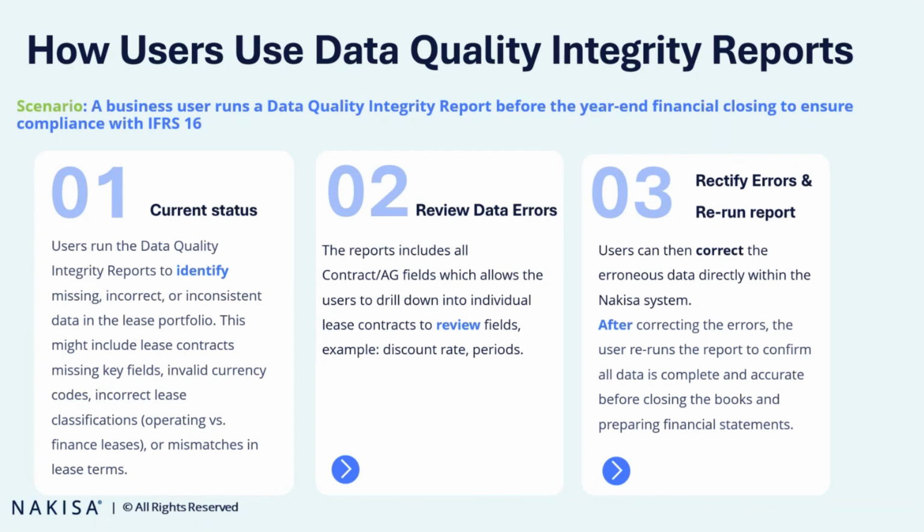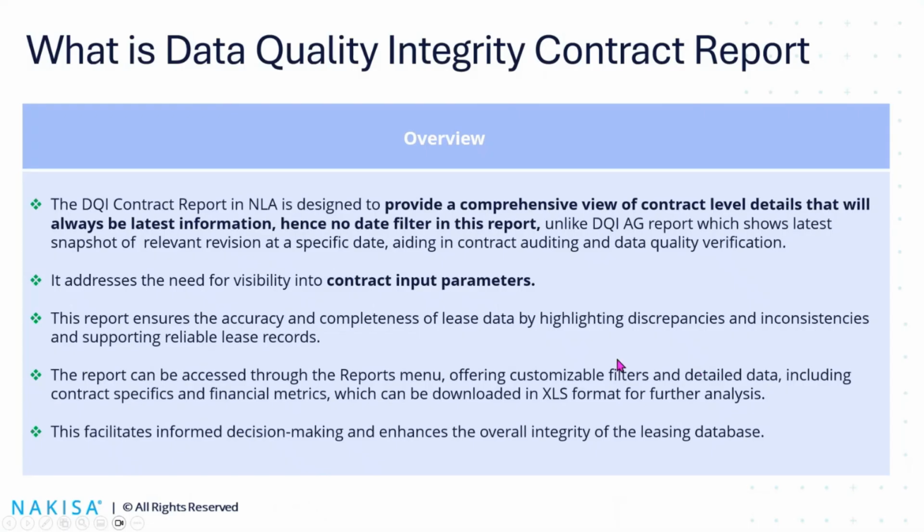Okay. Let me show you more, and maybe you might be interested in using it going forward. So we have the data quality integrity report at 2 levels. One is the contract level, which will provide you a comprehensive view of the contract level details. That will always be the latest information, and it has no filter date on it. So whatever you put in at the contract level, all the parameters and the inputs, you will see on this report in details. And this report, as Kata mentioned before, all our reports can be exported and scheduled as well.